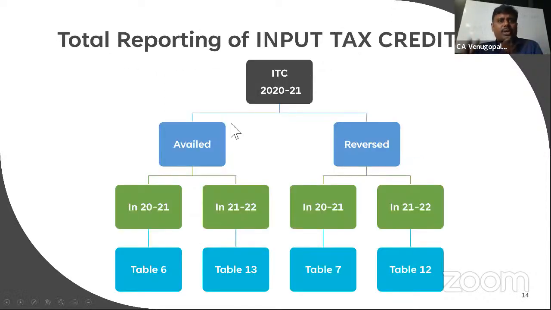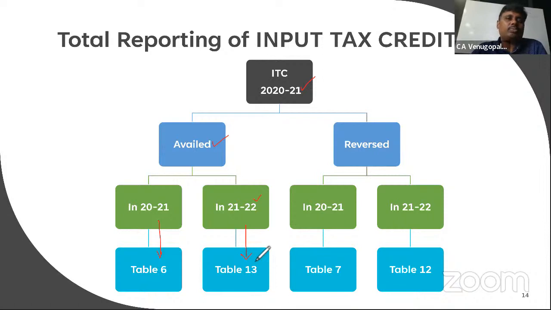Then comes the broad understanding of my input tax credit that I have to report in the financial year 2020-21. In case it has been availed in the same year, so I have purchased in 2021 and I have availed in 2021, I'll be reporting it in table 6. But if I have availed it in 21-22, then I'll be reporting it in table 13. Table 13 is only for your information.